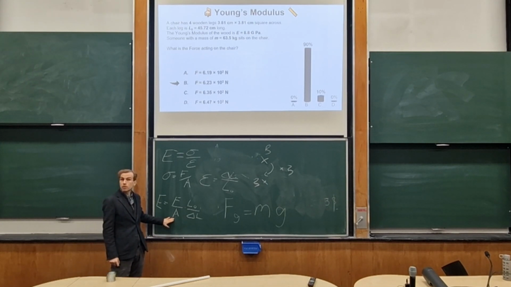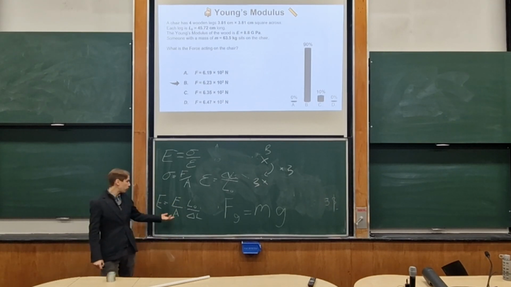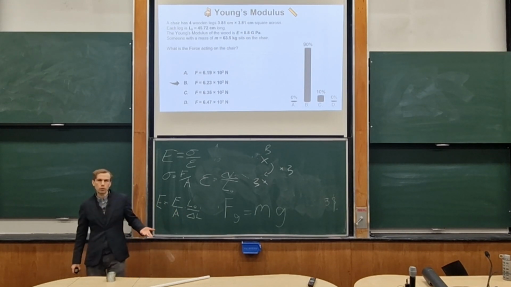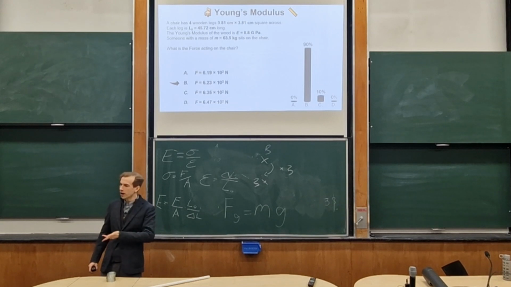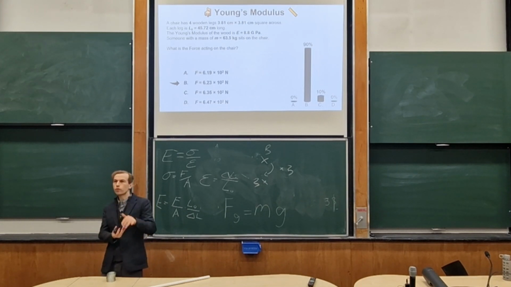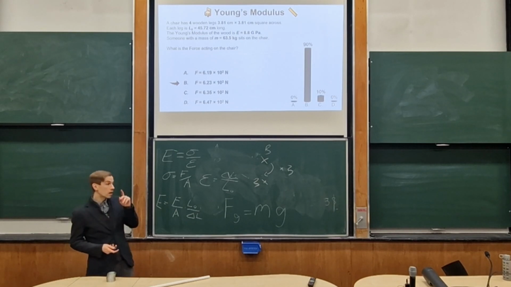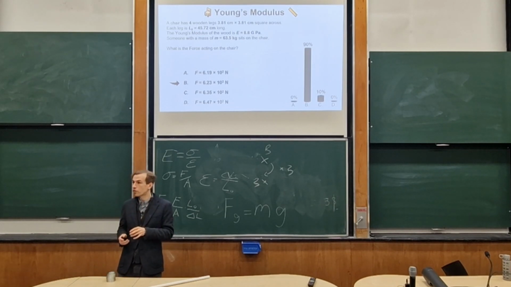The next big piece of the puzzle that we need to relate everything in Young's modulus is what this area is. And remember, when we think about stress and strain, the area is what we call the cross-sectional area. So the area that's actually providing the support to that force. So in this case, it's coming from the legs of the chair.